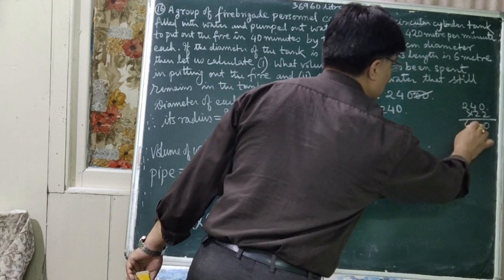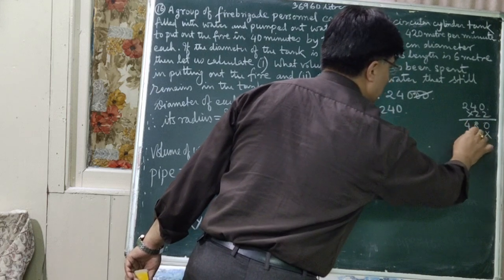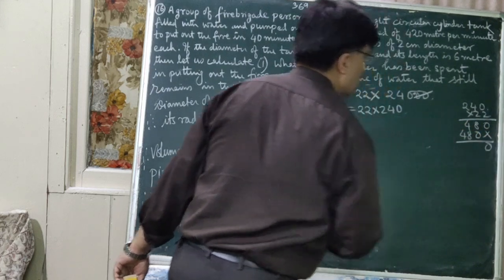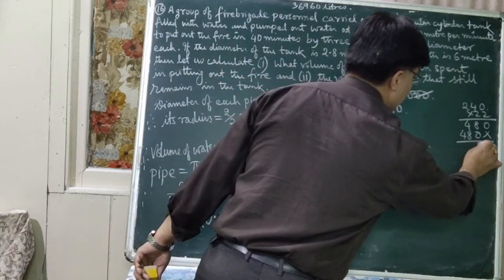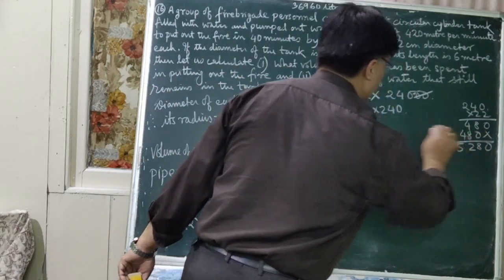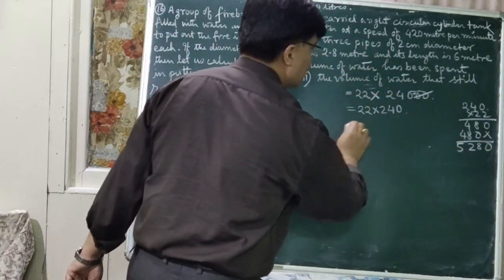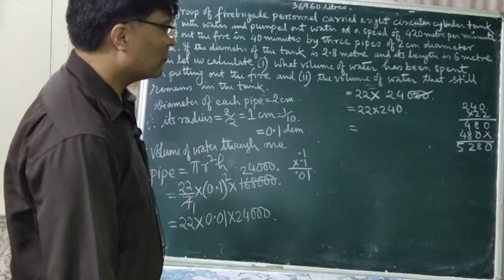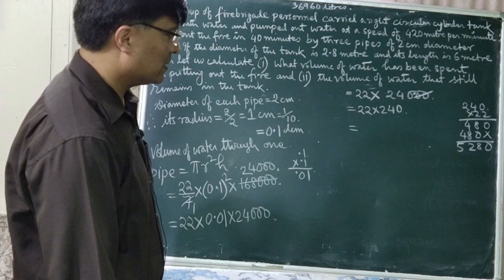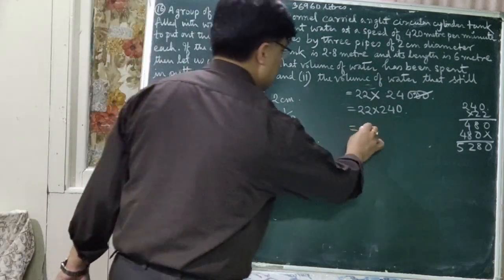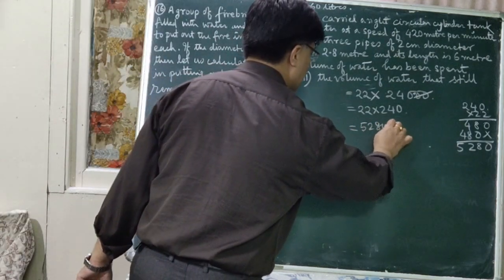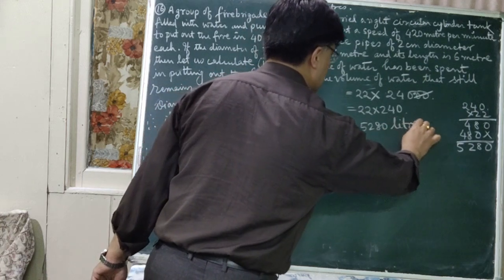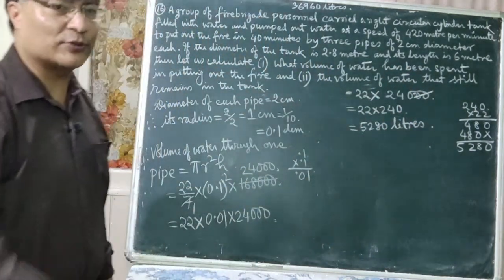0, 2 fours are 8, 2 twos are 4. So 0, 8. This is 5280, which is equal to, I think it's correct. 2 zeros are 0, 2 fours are 8, 2 twos are 4. Okay, 0, 8, 5,280 liters. So I think you have understood it.